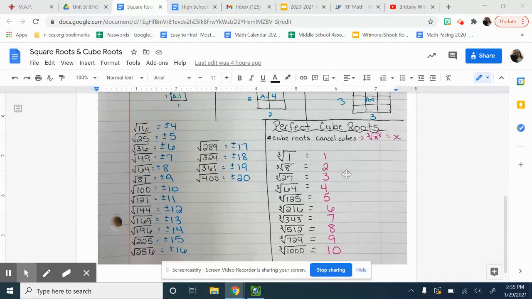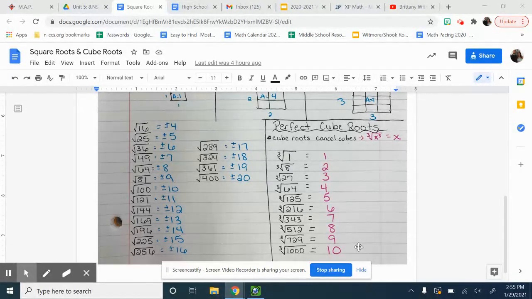Cube root of 27 is 3. Cube root of 64 is 4. The cube root of 125 is 5. The cube root of 216 is 6. The cube root of 343 is 7. The cube root of 512 is 8. The cube root of 729 is 9. And the cube root of 1000 is 10.